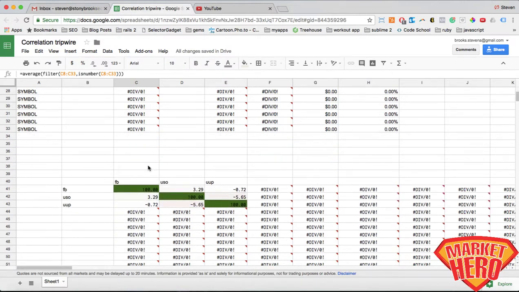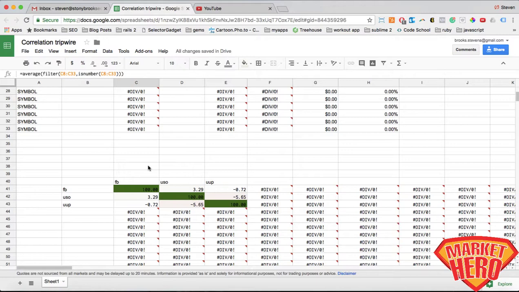Remember, correlation closer to 100 is highly correlated. We want to stay away from that. Correlation close to -1 is very negatively correlated, and we want to stay away from that if we can. We want to be as close to 0 as possible. So this is really, really cool to see. We can see a portfolio that is completely not correlated from one another.